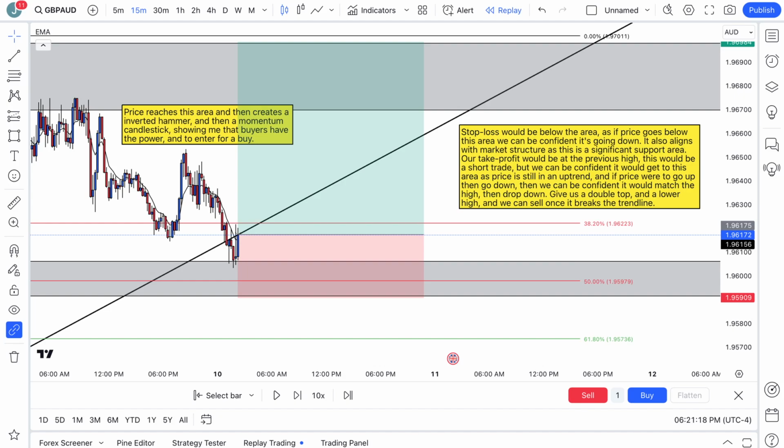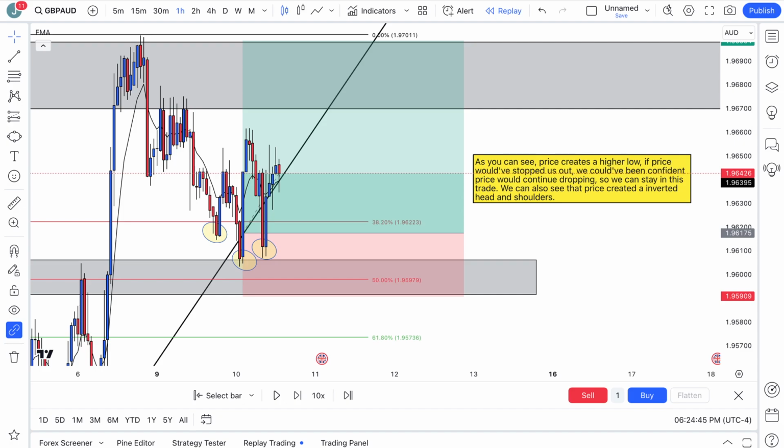And if price were to go up and then go down, we can be confident it would match the high, then drop down. Give us a double top and a lower high, and we could sell once it breaks the trend line. As you can see, price creates a higher low. If price would have stopped us out, we could have been confident price would continue dropping. So we can stay in this trade. As we can also see that price created an inverted head and shoulders here.